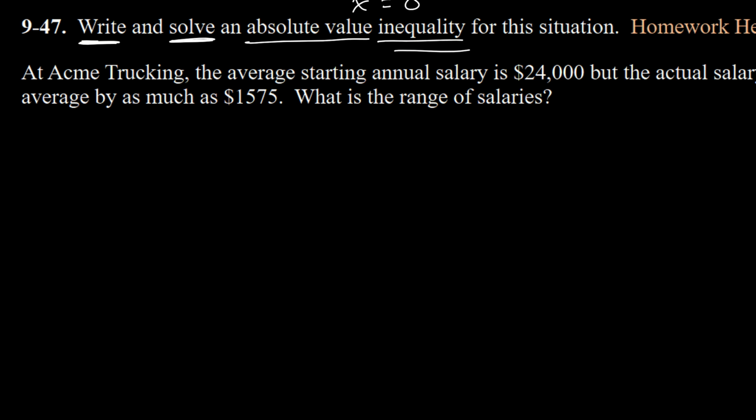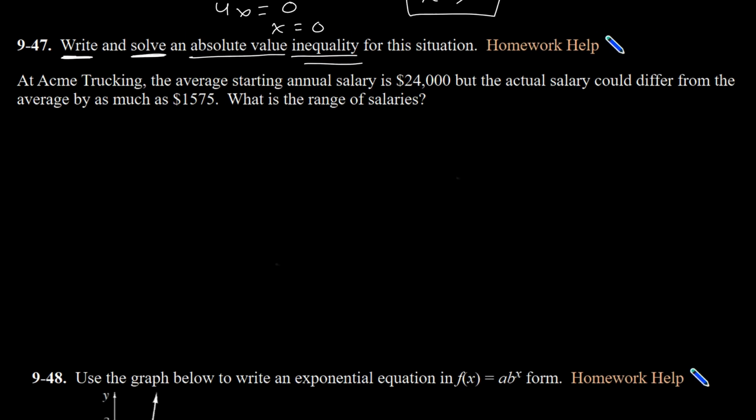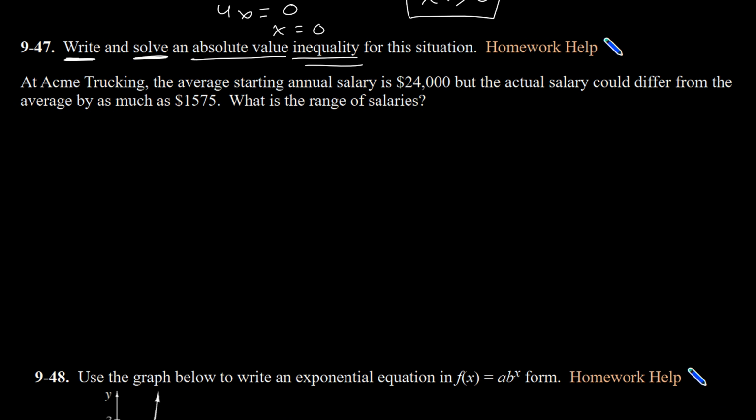So it says at Acme Trucking, the average starting annual salary is $24,000, but the actual salary could differ from the average by as much as $1,575. So when you say as much as, that means it could differ by that much, but no more than that. So I know that it's going to be within that boundary. So if I was just going to think about it, here's the salary, right? $24,000. But it could be $1,575 more than that or $1,575 less than that. So it could differ by this much in both directions.